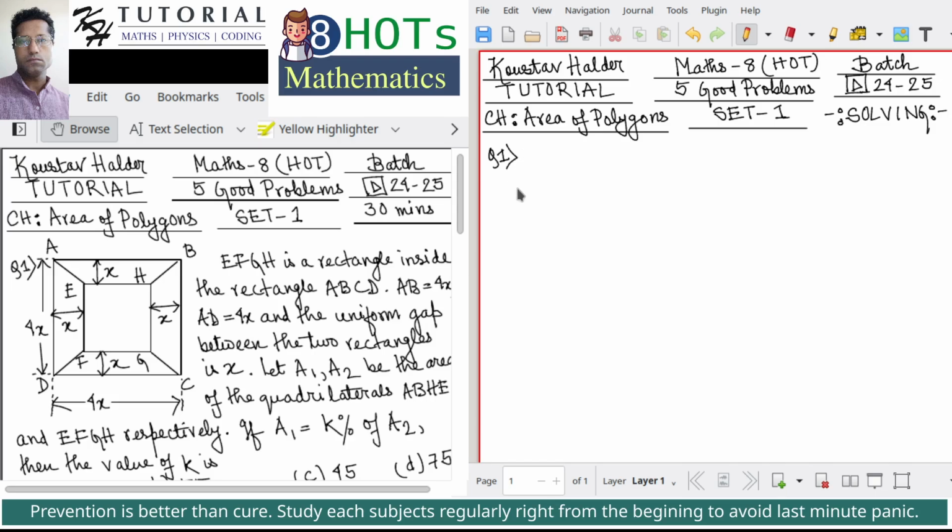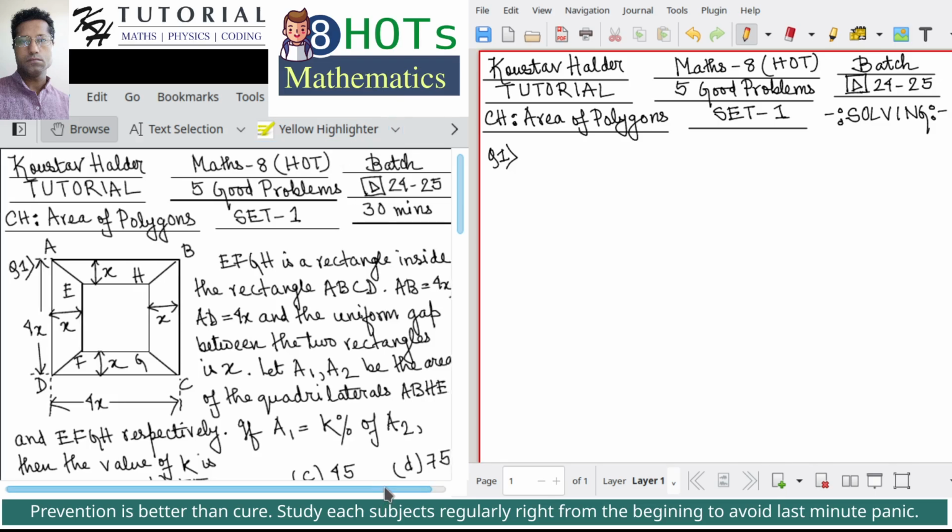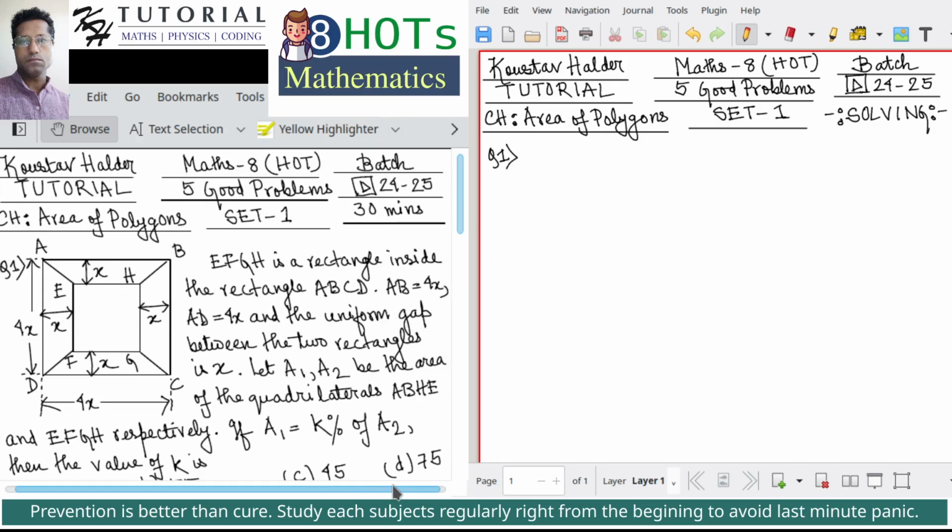Okay, so now let's see what the problem is saying. EFGH is a rectangle inside the rectangle ABCD. AB is equal to 4x. Okay, so we can see that the length and breadth of the rectangle ABCD are both same, so it must be a square. So AB is 4x, AD is 4x, and the uniform gap between the two rectangles is x.